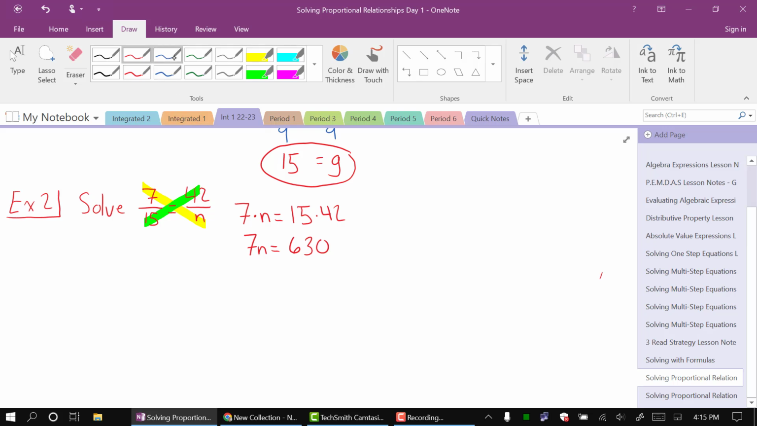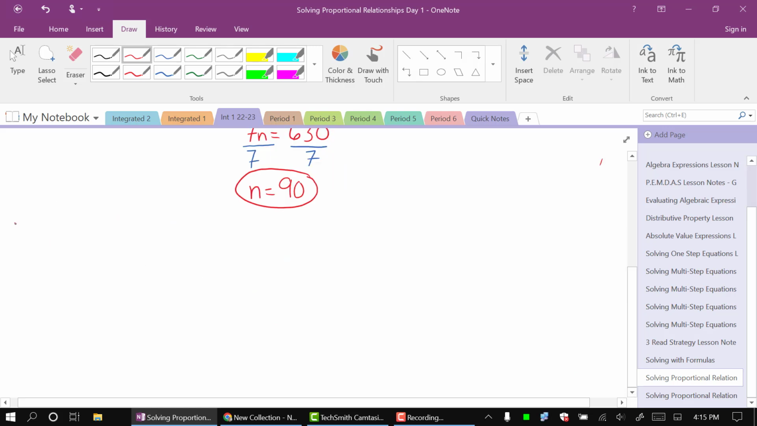So I want to undo the multiplication of the 7. So I'm going to divide both sides by 7. And when I divide both sides by 7, on the left I get 7 divided by 7, which is just 1n. And on the right I get 630 divided by 7, which is 90. So my answer to this is going to be 90.